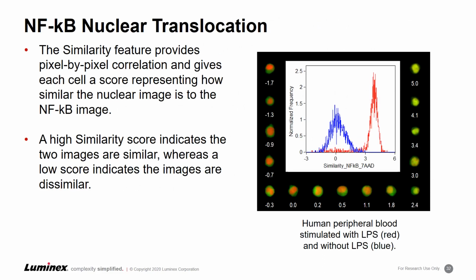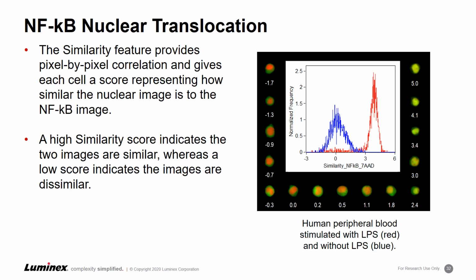So now I'm going to digress just a little bit so I can explain the similarity feature that I will use to determine if NF-kappa B is translocated in the nucleus in the T cells when they're in contact with an APC. Using the Amnis IDEAS software, we're able to do a pixel by pixel correlation, and it gives us a score that represents how similar the nuclear image is to the NF-kappa B image.